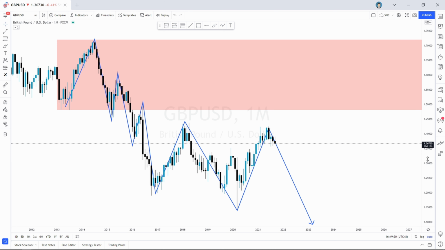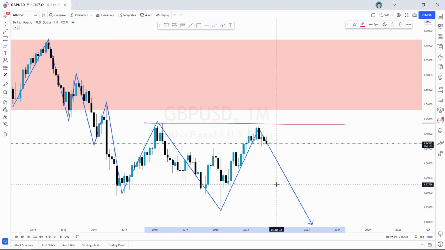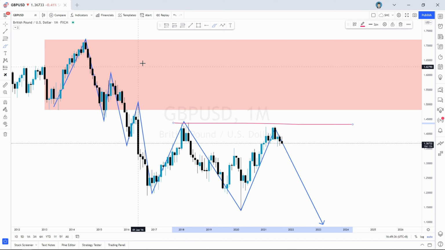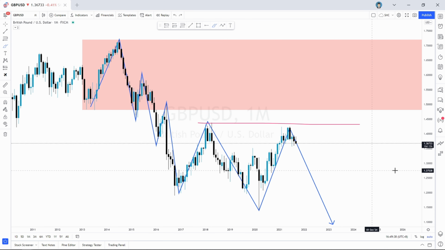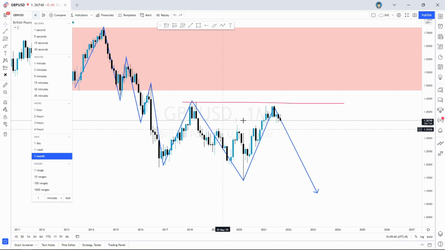Then same at the monthly, since it didn't break the structure, we're expecting more push down since we're forming a bearish trend or a bearish order flow. So we're expecting price to put in a new lower low. So we're expecting the monthly to form a lower low.